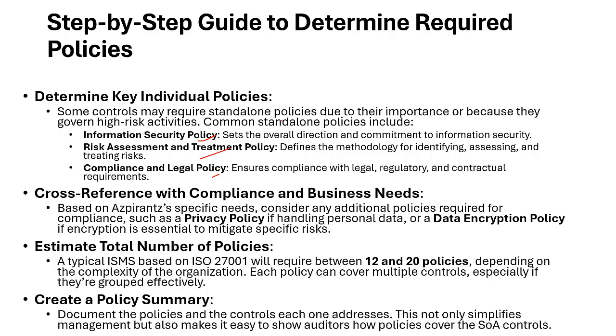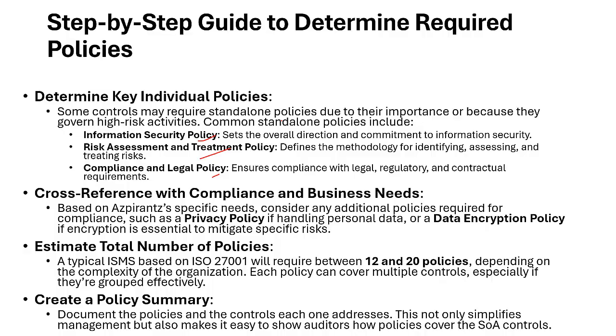Okay. So based on our aspirants, we had some privacy policy, GDPR, and we can have 12 to 20 policies. Because if you go by more policy, you will get confused. And then you can create a policy summary. That's something easy for the auditor to see how the SOA control has been implemented. I will show you in the ISMS manual. So this is the thing we have to do once you're done with the SOA.